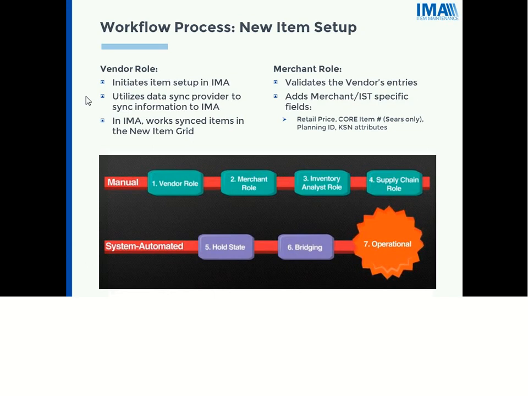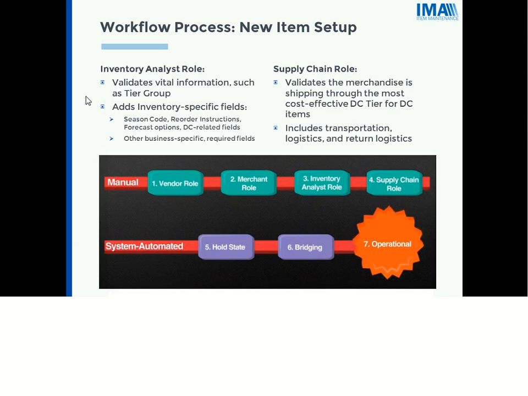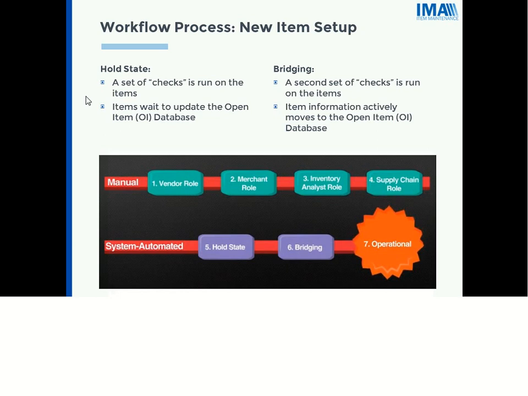After you, it goes to the merchant role, where they validate some of your entries. They add some merchant or IST specific fields. They create the core item number in the merchant role. Then it moves on to inventory analyst, and they validate some vital information such as the tier group, and they also add their own inventory specific fields. From them, it goes to supply chain, and then it goes to some automated processes, hold state, where a set of checks is run on the item, and bridging. If it's a Kmart item, it's going to go through bridging very quickly and go to operational. If it is a Sears item, it is during that bridging where the information from that core tab gets sent to the core system.